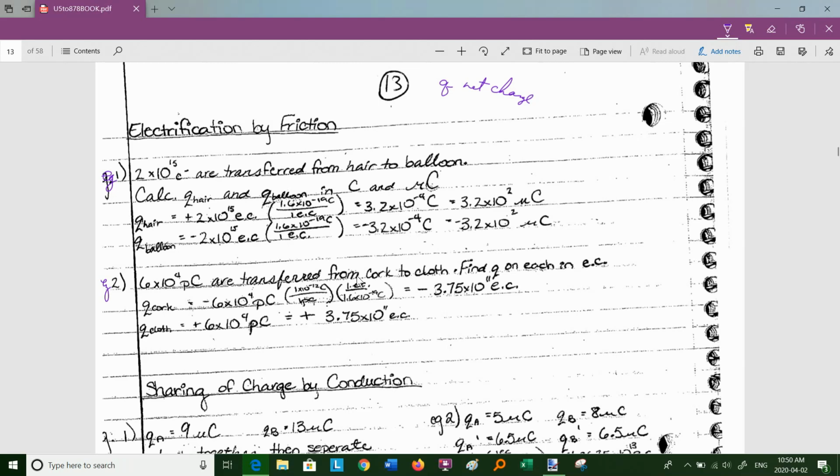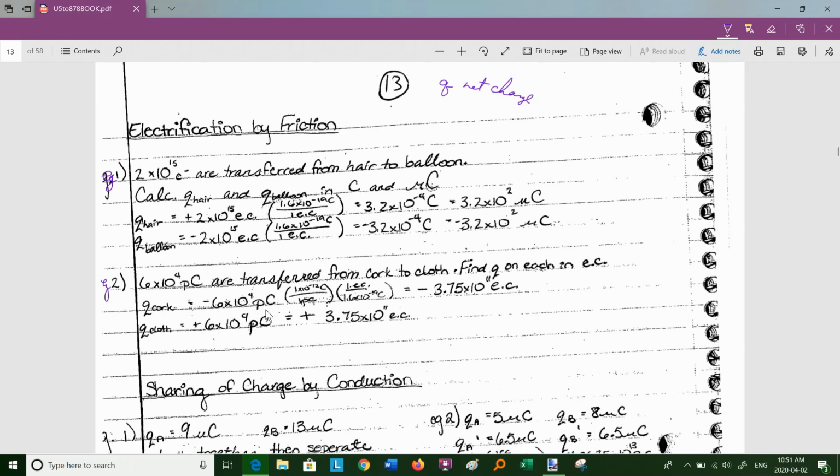It doesn't say whether it's electrons or protons. That's an interesting question, isn't it? Let's take a look here. So then the cork would lose 6 by 10 to the 4th picocoulombs of charge. Not electrons, but just picocoulombs of charge. So if that's transferred, I guess we're going to think it's going to be protons. There's no reason not to, right?